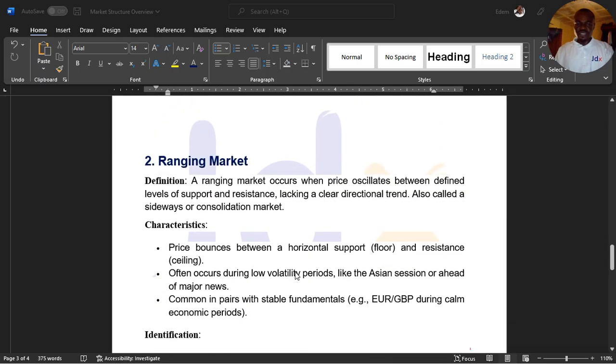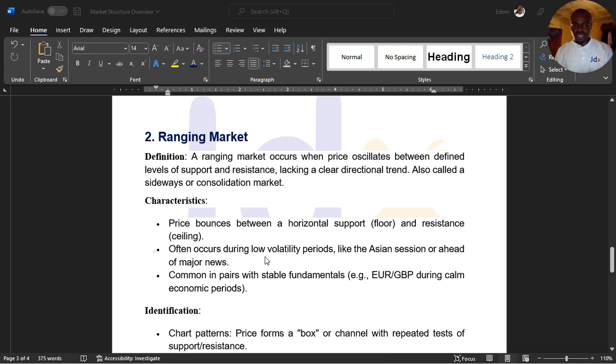And then for the ranging market, this occurs when price oscillates between definite levels of support and resistance, lacking a clear direction. In a ranging market, we don't know if the market is going up or coming down. That is clearly what is obtainable here. The characteristics are that price bounces between horizontal support and resistance regions, which often occurs when there is low volatility, and it is also common in pairs with stable fundamentals.